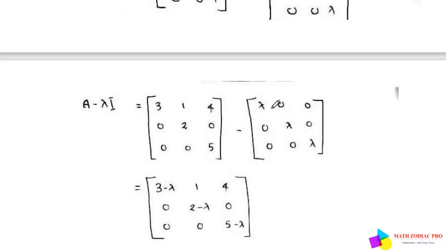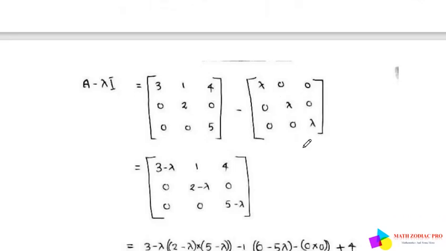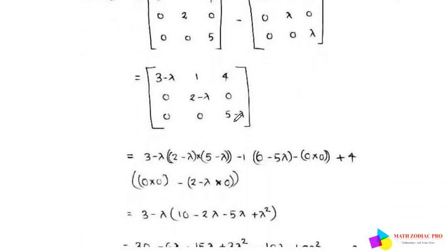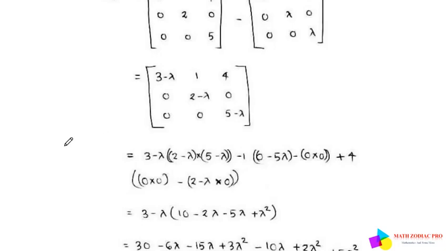So A minus lambda I equals A, which is [3, 1, 4; 0, 2, 0; 0, 0, 5], minus lambda I, which is lambda 0 0, 0 lambda 0, 0 0 lambda. Okay, so we get A minus lambda I equal to 3 minus lambda, 1 minus 0 equals 1, 4 minus 0 equals 4, 0, 2 minus lambda, 0, 0, 0, 5 minus lambda. Next step, we have to find the determinant of A minus lambda I.